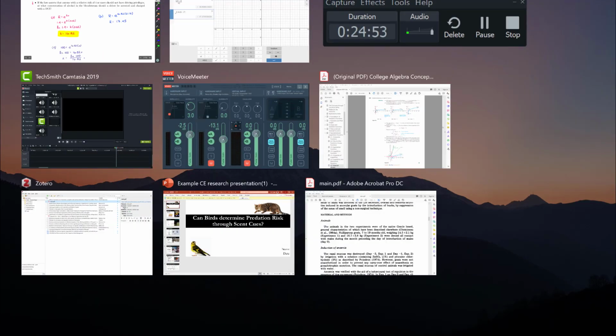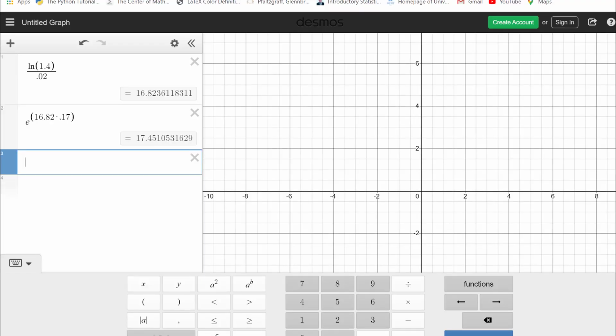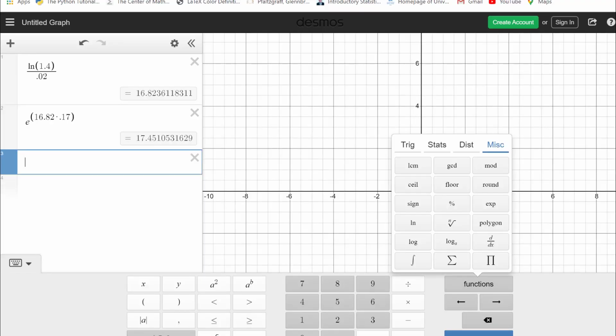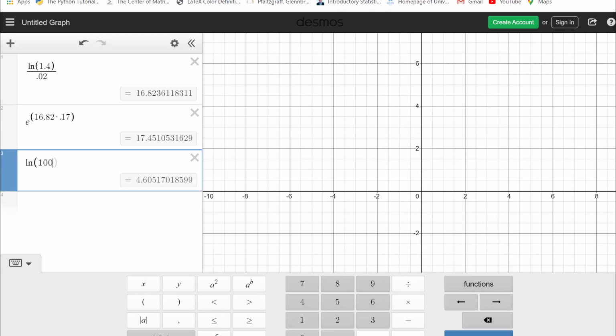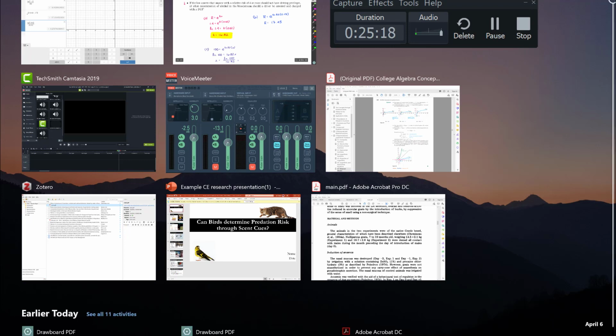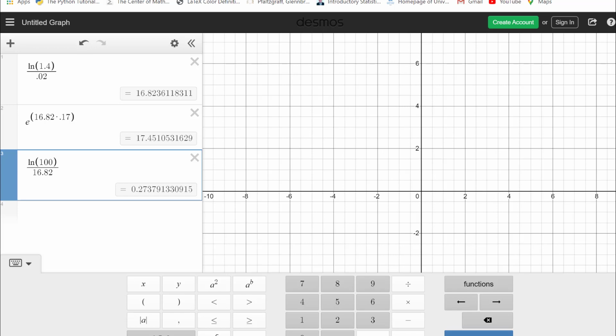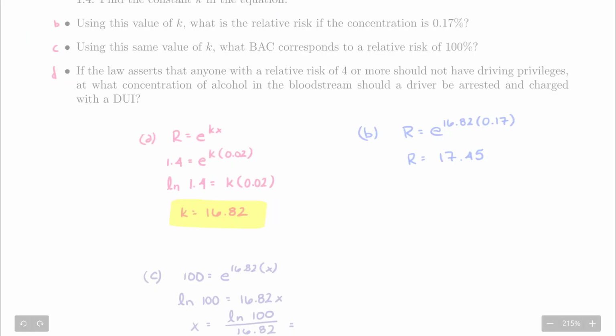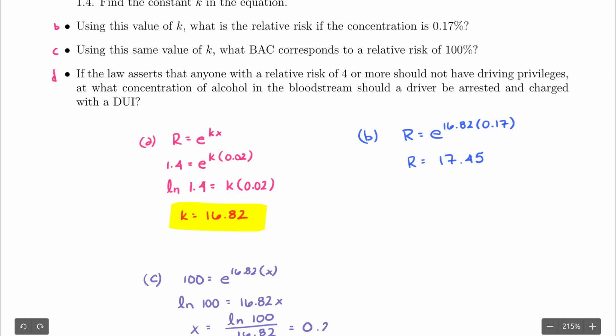And so we have to go back to the calculator. Natural log of 100 divided by 16.82, and we see that a blood alcohol content of 0.27 is going to be 100% relative risk of having an accident. So what was it again? I forgot already. 0.27. So a blood alcohol content of 0.27% will correspond to a relative risk of 100%.